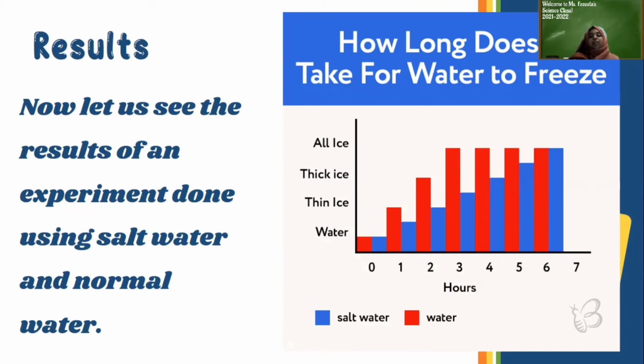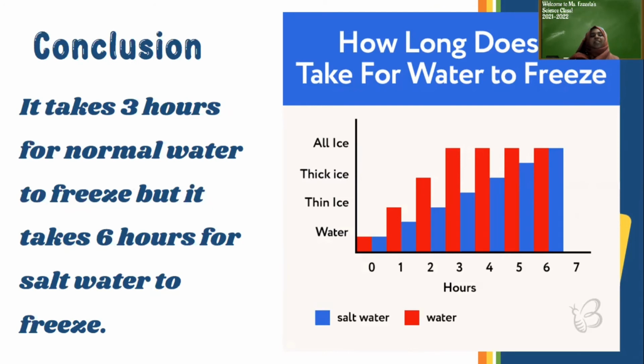So you can see here, 0. In the beginning, both are water. After 1 hour, the salt water is a little bit ice, but the normal water has become thin ice. After 2 hours, the salt water is just becoming thin ice, but already the water has become thick ice. And by 3 hours, the water has become completely ice, but it takes 6 hours for salt water to become completely ice. So what's the conclusion here? It takes 3 hours for normal water to freeze, but it takes 6 hours for salt water to freeze.